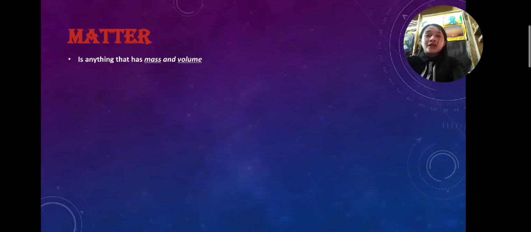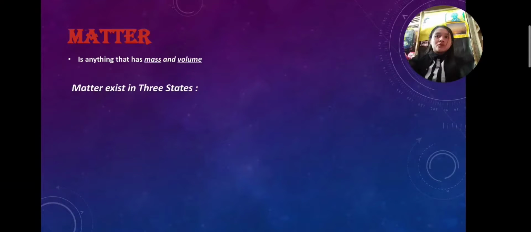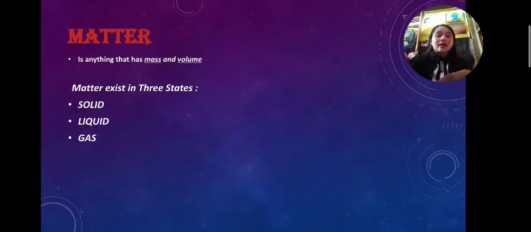And then another topic in chapter 1 talks about matter. Matter is anything that has mass and volume. When we say matter, it refers to anything that occupies space and has mass. All matter is made up of substances called elements, which have specific chemical and physical properties and cannot be broken down into other substances through ordinary chemical reactions. Matter exists in three states: solid, liquid, and gas.